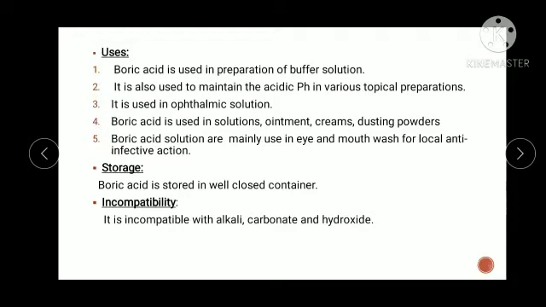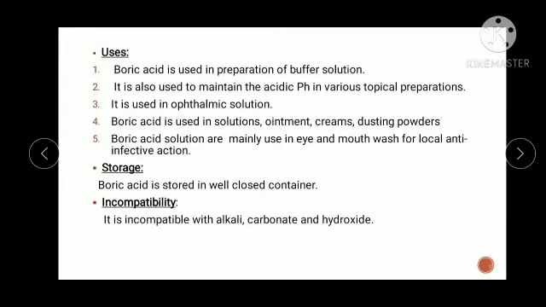Boric acid is used in the preparation of buffer solution. It is also used to maintain the acidic pH in various topical preparations. Then it is used in ophthalmic solution. Boric acid is used in solutions, ointments, creams, and dusting powders. The solutions are mainly used in eye and mouthwash for local anti-infective action.